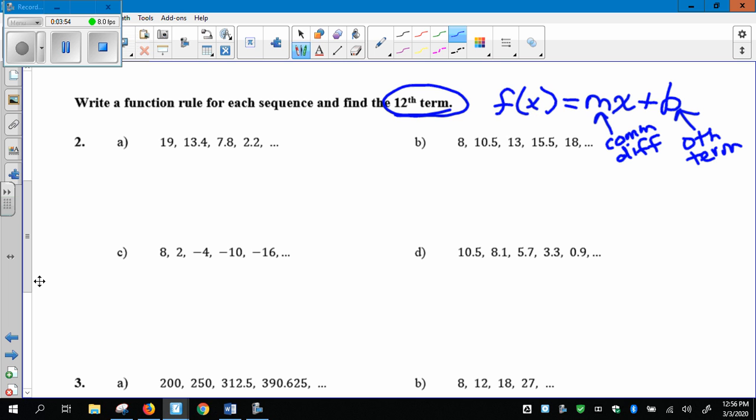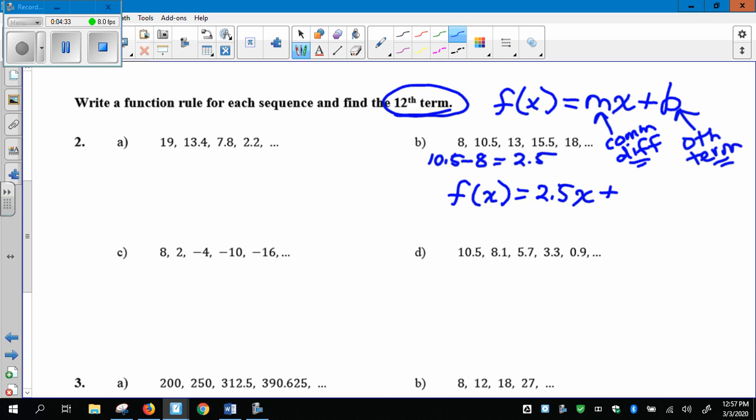Okay? So what we need to do is first figure out what is the common difference, and then figure out what the 0th term is, and we're going to use that to write the formula. Okay? So I'm going to do on this problem 10.5 minus 8, which is 2.5. So my common difference is 2.5. So I can start writing my equation now. The 2.5 is the m, that goes in front of the x. So we're going to multiply 2.5 times x, which x is our term number, and I'll show you what that means in a second here.